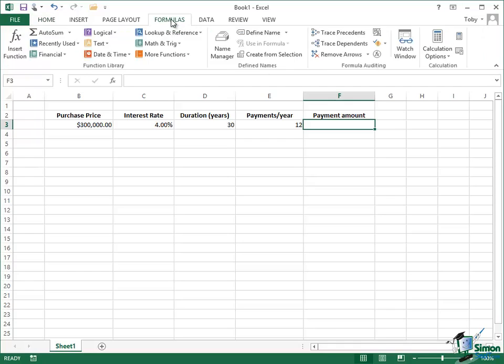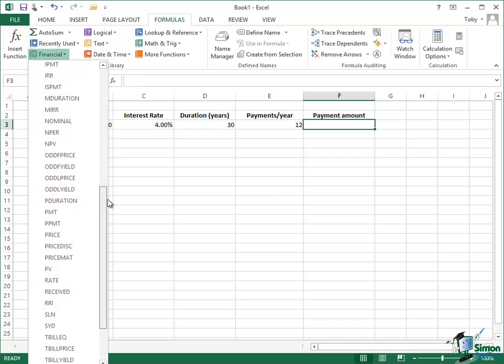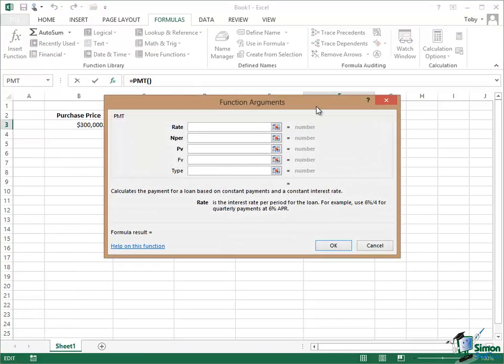Go to the Formulas tab on the ribbon and there is a category in the function library of financial. Click on financial. There are a lot of financial functions. If you scroll down, click on PMT, and this comes up with a function arguments dialog. Now there are up to 5 things to enter here, and as you click in each one there's a little explanation of what to enter in each case.